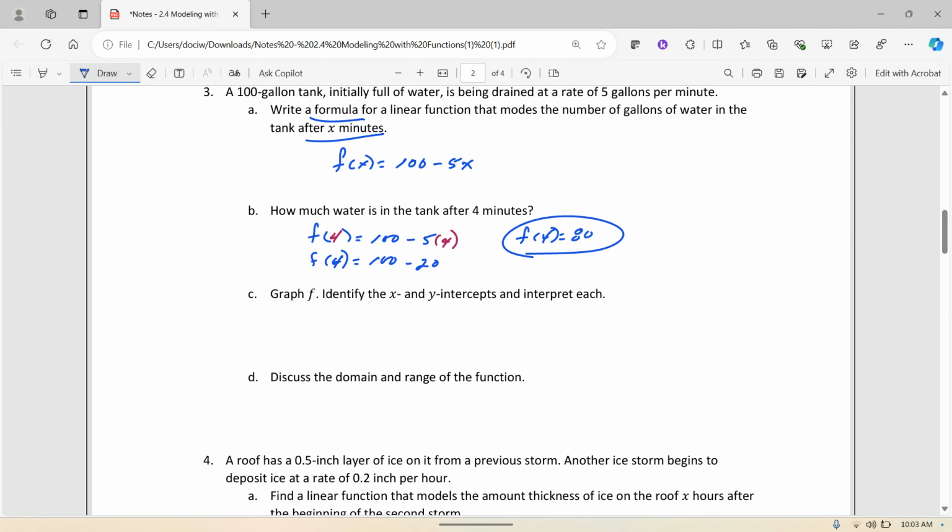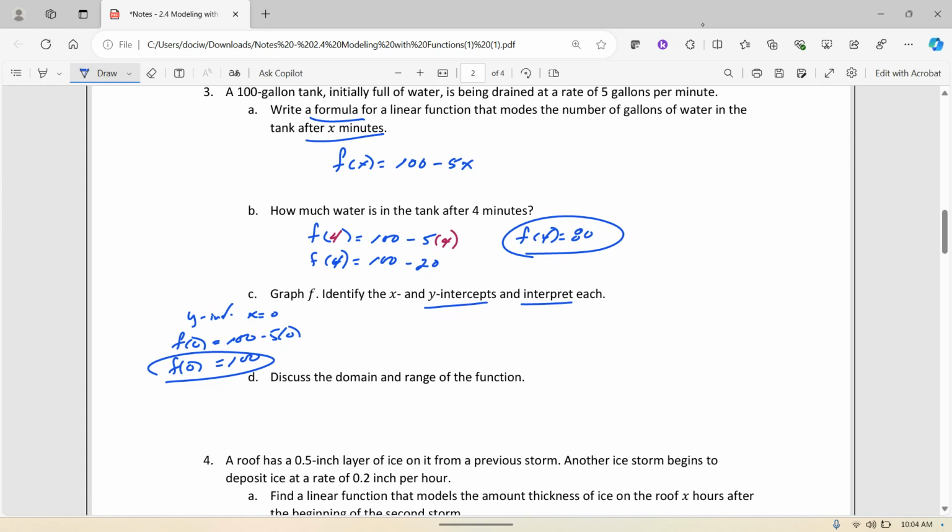Now, C is a little bit trickier. Identify the x and the y intercepts. Let's talk about the y-intercept first. The y-intercept is when x equals 0. So I would say f of 0 equals 100 minus 5 times 0. That equals 100. What you'll notice is that the y-intercept is the initial value. So to interpret the y-intercept, initially, there are 100 gallons in the tank.